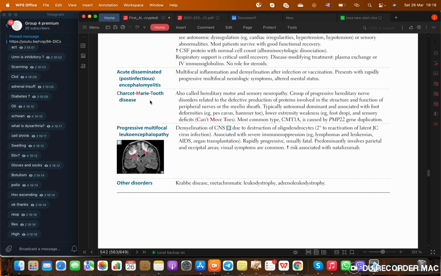Acute disseminated encephalomyelitis, also known as post-infectious encephalomyelitis. I'm sorry to say that, but it has been noticed with COVID vaccination. It's a multifocal inflammation and demyelination after infection or vaccination. Influenza vaccine is associated with it. Also, some cases of MMR vaccine.